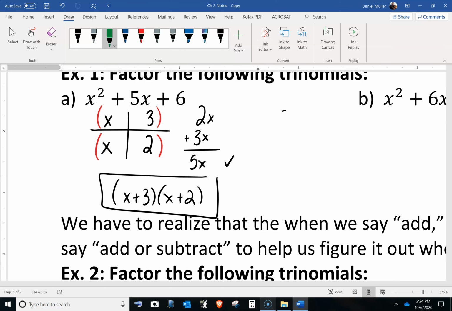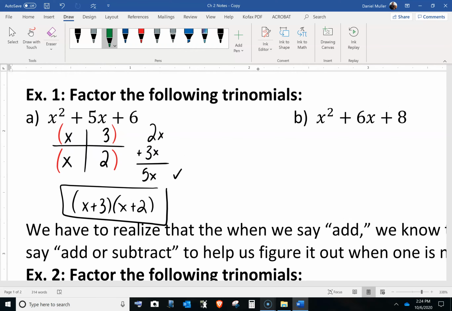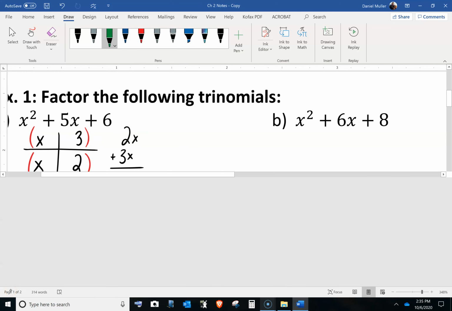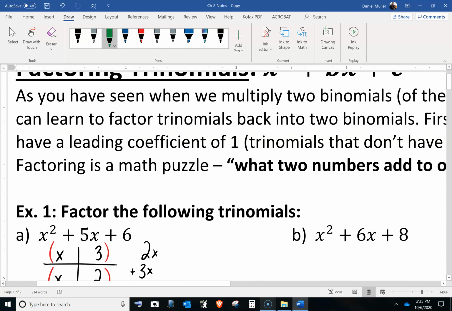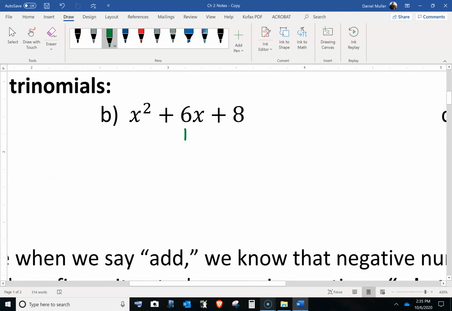So again, we're going to do a bunch of these, and I'll try to go through them slowly, but eventually we're going to go through them really, really fast. So let's just try the next one here. I need to create this box.